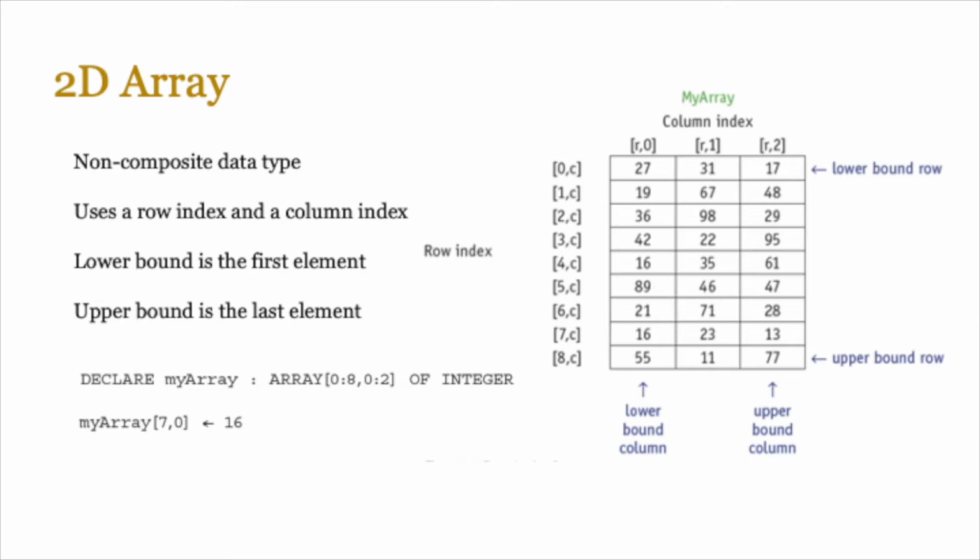And it's declared exactly the same way. So DECLARE MyArray : ARRAY. In square brackets, because it's two-dimensional, the row index is 0 to 8 and the column index is 0 to 2, of integer type. And then when you want to assign a value, you will say MyArray, square bracket 7, 0, row column, and then you assign the value 16, in the example that's shown on screen.